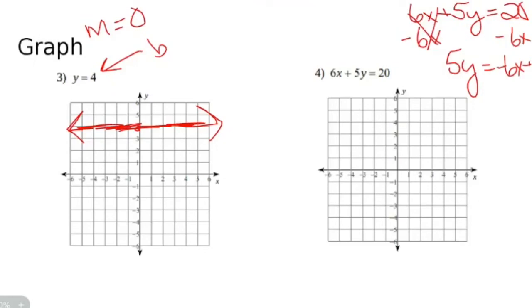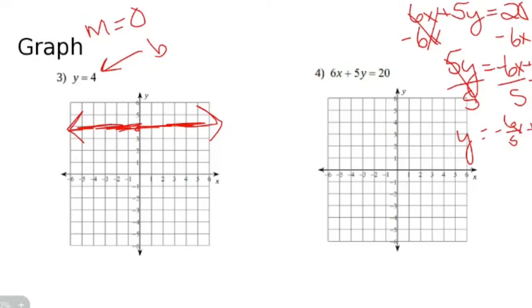Is y all by itself? No. What's in the way? 5. Divide everything by 5. Y equals negative 6 over 5 x plus 4.